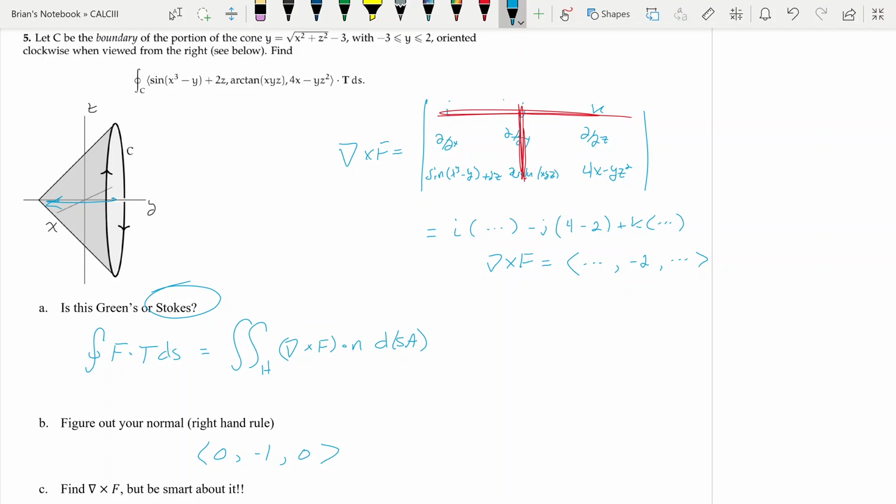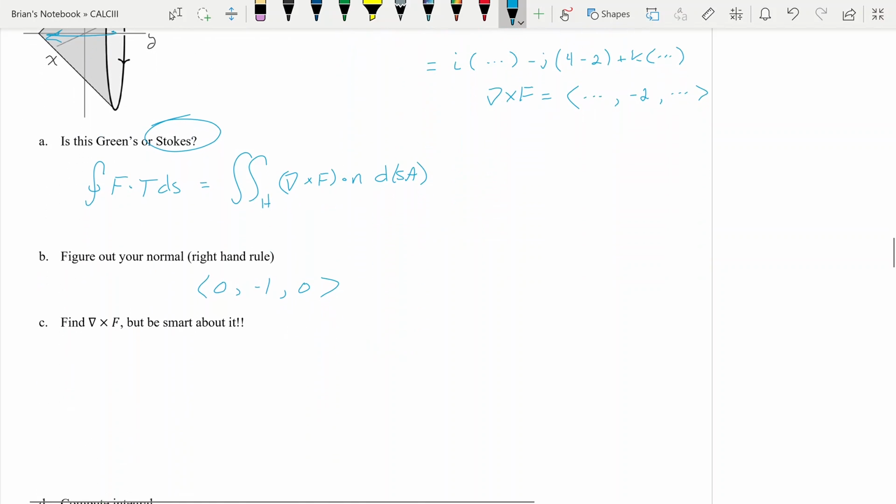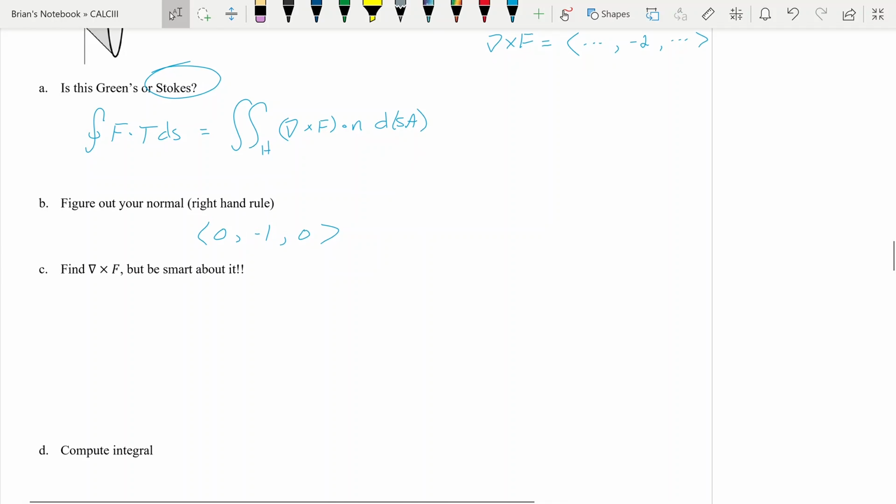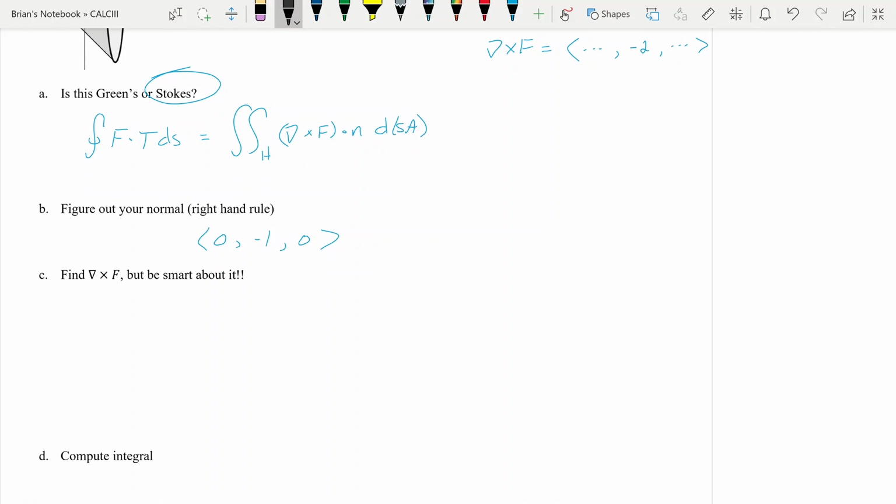Okay, so we did our cross product, we found our del cross f, and now we can compute the integral. So I'm just going to cross this out because we found the del cross f. And now let's compute the integral up here because we have some room. So our double integral over the region, technically the surface, I'll write an h again. So we have our del cross f dot n dSA, and we sub everything in.